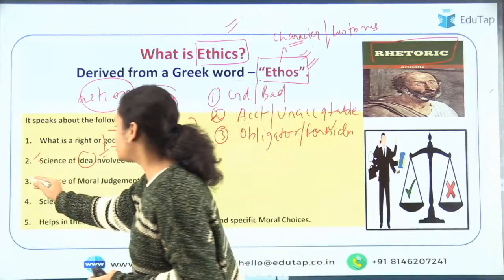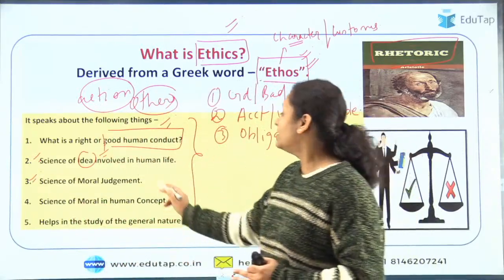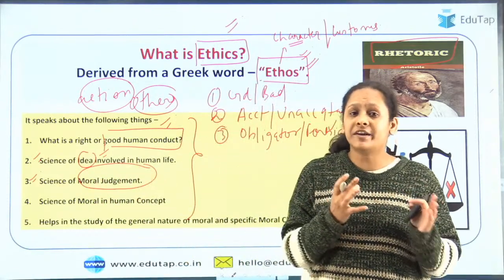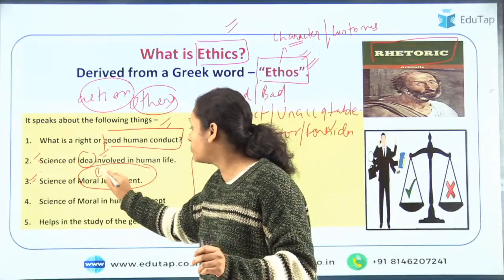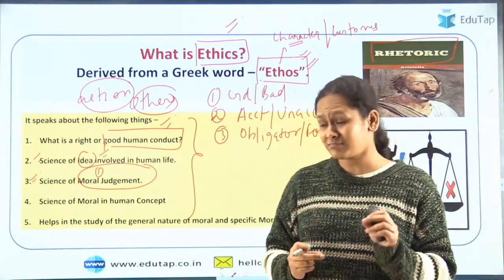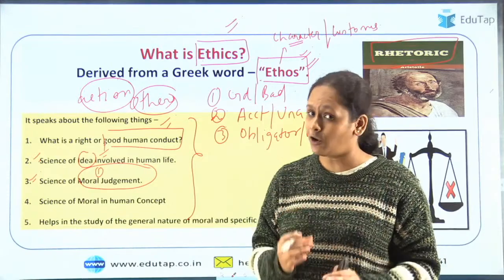Now, the third question which can be answered using ethics is that ethics is the science of moral judgment. See, when I say moral judgment, the first thing you need to keep in mind is: what is moral? Moral is something which is personal. Okay? So, it is my viewpoint about what is right or wrong.